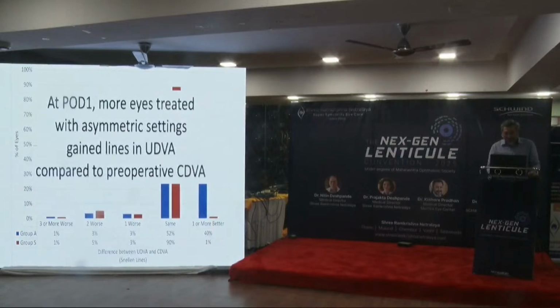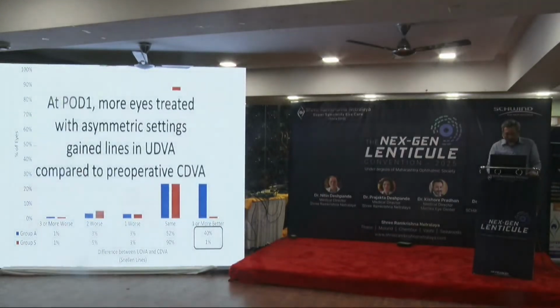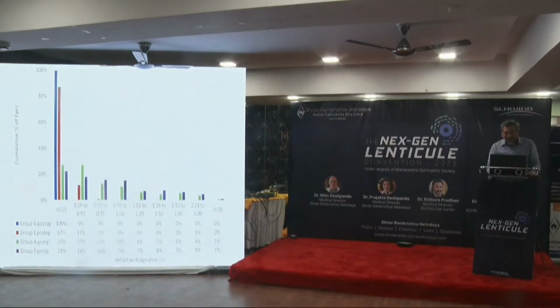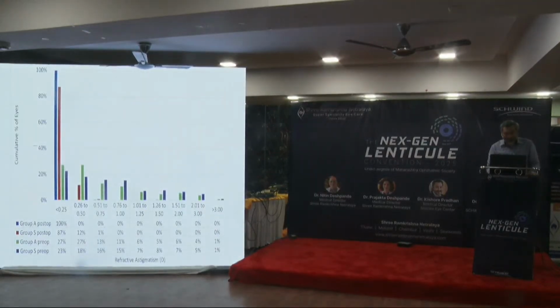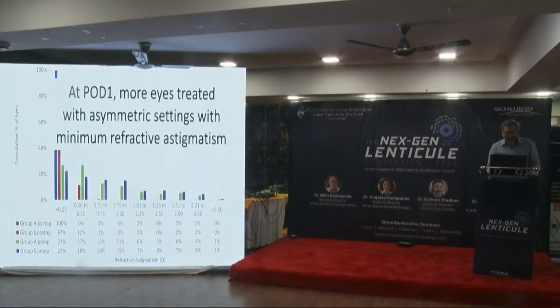If you look at this, it has already been presented before. 40% of the patients have gained one line. Day one, you're talking about day one, okay? And then with astigmatism, most of the patients are within 0.5 diopters of astigmatism. It's very simple. The more corneal swelling, the more astigmatism you induce. And day one, the astigmatism has come down very little because the swelling is little.